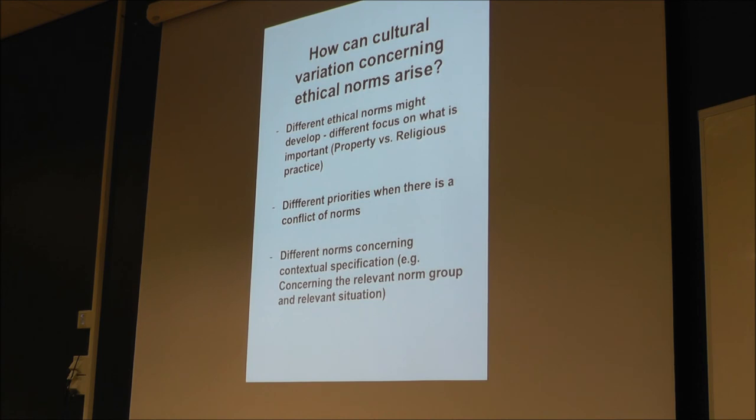So how can cultural variation concerning ethical norms arise? Well, one reason is that people have different focus of attention. What do they think is important? Property or religious practice? In some countries, it's a grave thing to blaspheme. In many Muslim countries, blasphemy is a bad thing. And in Christian countries, a few hundred years ago, blasphemy was a bad thing. Nowadays, you don't get into much trouble if you blaspheme. But in some countries, you do.